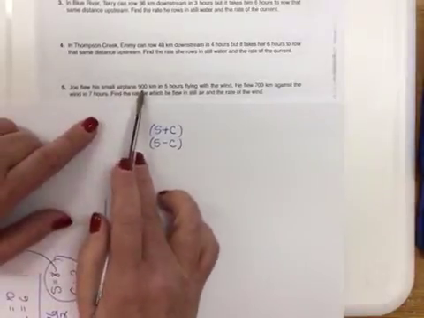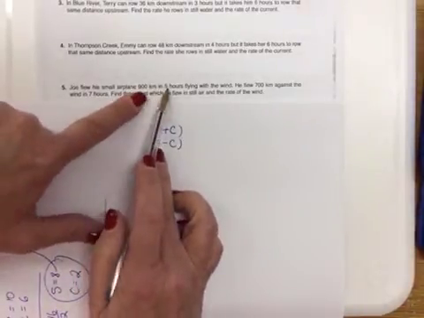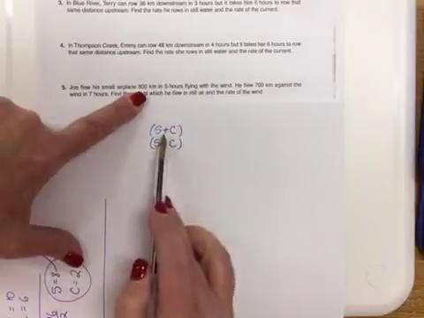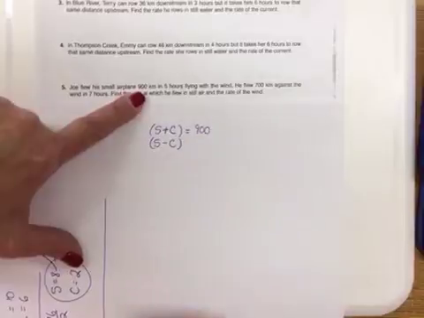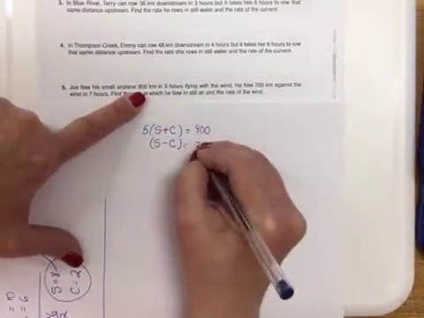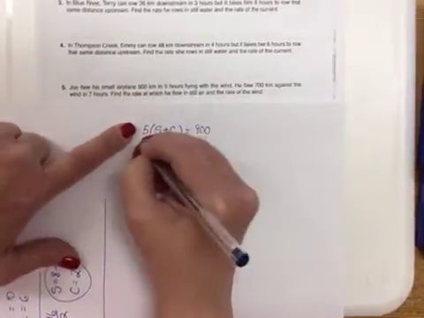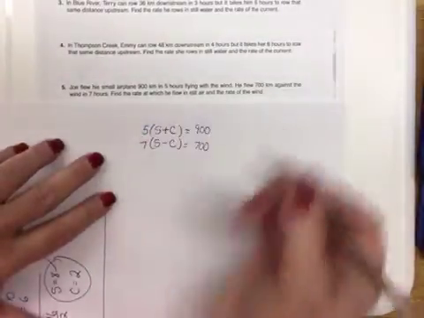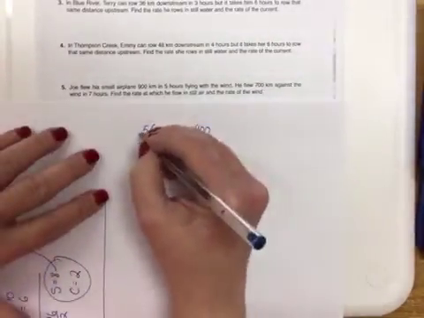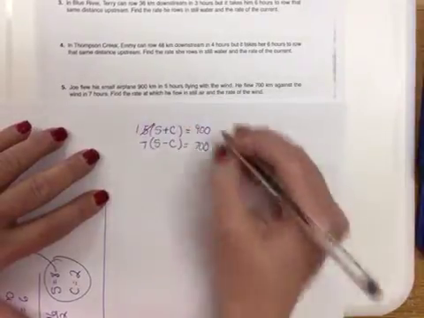He flew his small airplane 900 kilometers in 5 hours with the wind. So he flew 900 kilometers in 5 hours. He flew 700 kilometers in 7 hours. You will notice again that they have very nicely given you something that's divisible. So if you'd like to reduce or simplify, you could just divide.